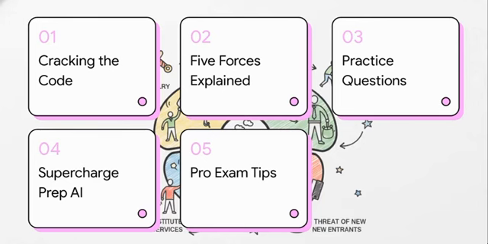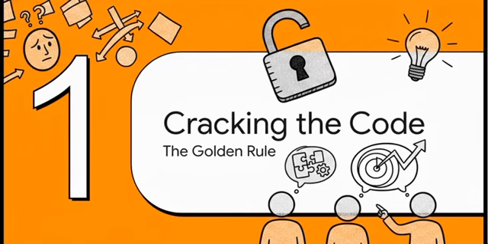Here is our roadmap for today. We'll start by cracking the profitability code. Then we'll break down the 5 forces themselves, tackle a CFA practice question challenge, see how to supercharge your prep with AI, and wrap it all up with some pro-exam tips. Section 1. Cracking the profitability code featuring the golden rule.